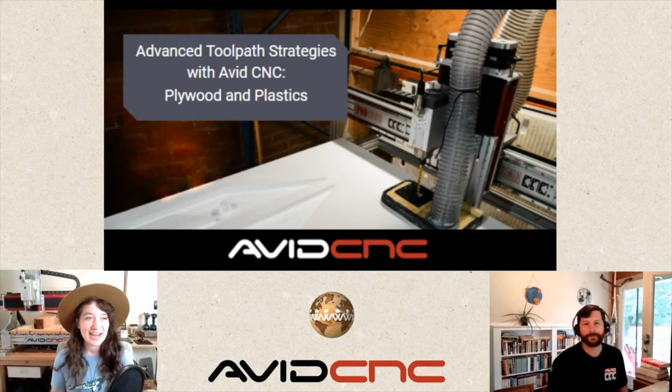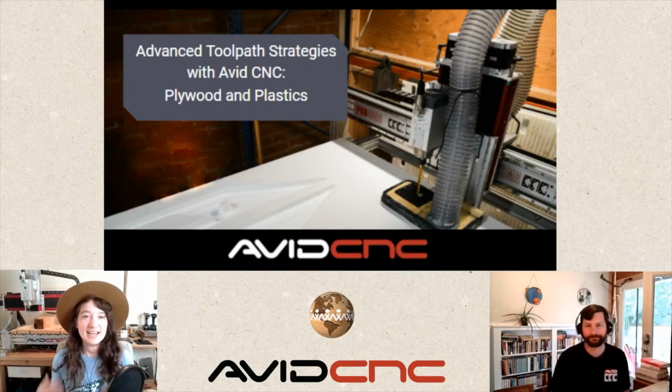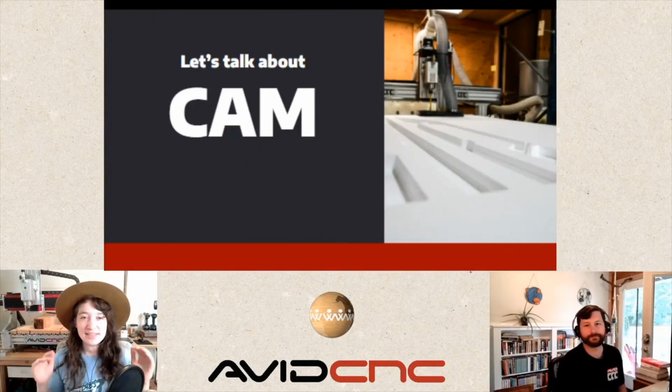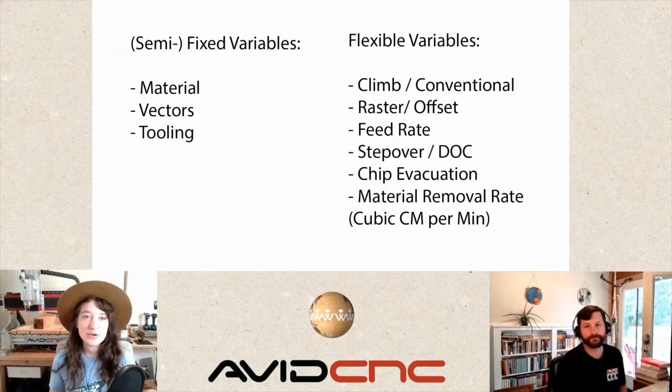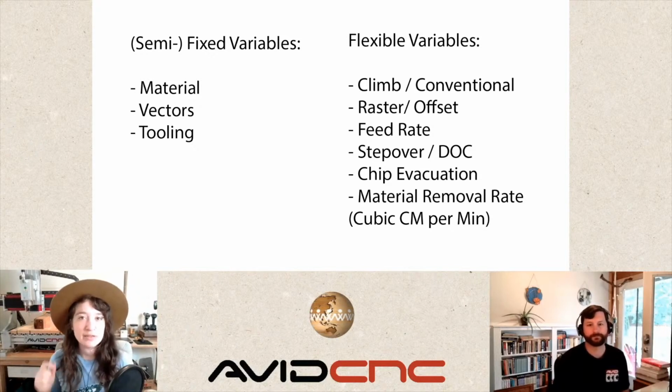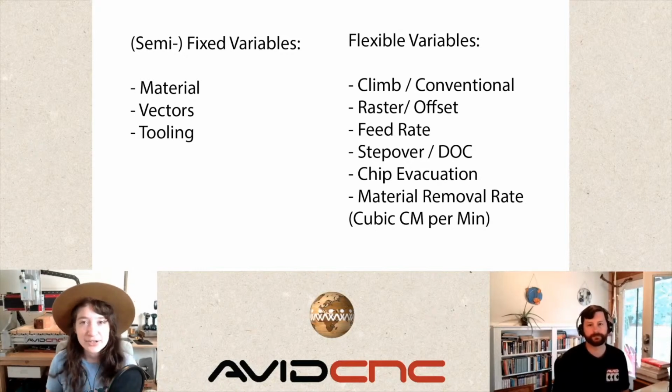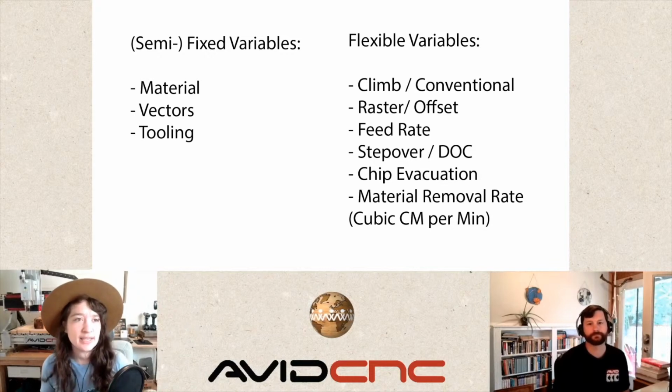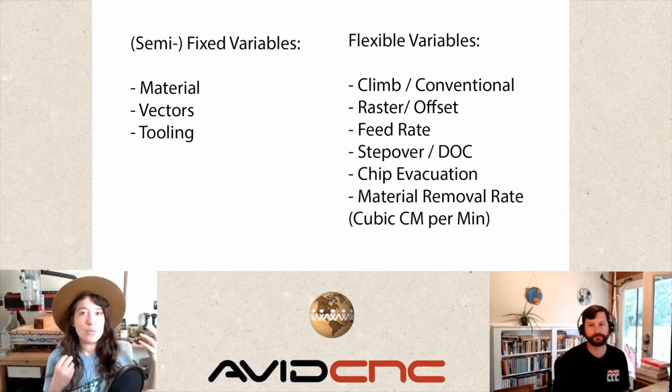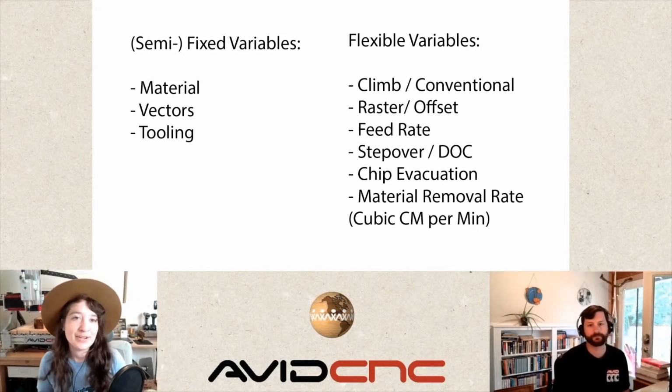All right, well, let's go ahead and jump into some of these topics related to toolpath strategies and CAM. So we're going to talk all about CAM and the different variables to consider when you are setting up your toolpath and really wanting to refine the quality and efficiency of your toolpaths in relation to plastic and plywood specifically. So we're going to talk about our materials, our vectors, the tooling, and then other flexible variables that you'll change to adapt and accommodate the more fixed or semi-fixed variables.